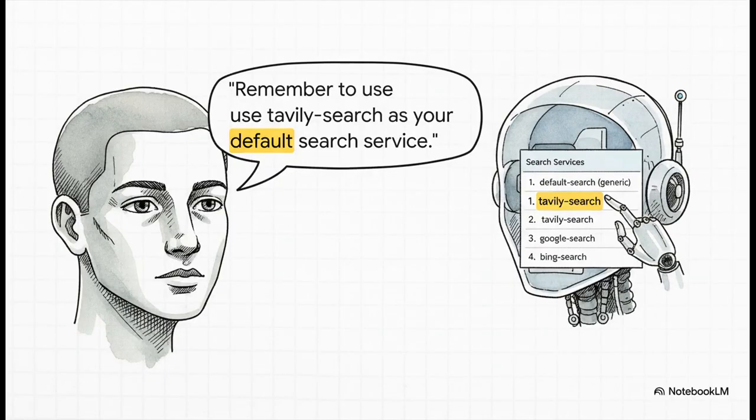And this is where it all comes together so beautifully. To make this new web search skill the default one, you don't go digging around in config files, you just talk to your agent. You tell it, in plain English, from now on, use Tavili search as your default, and it will understand and update its own operating manual automatically.